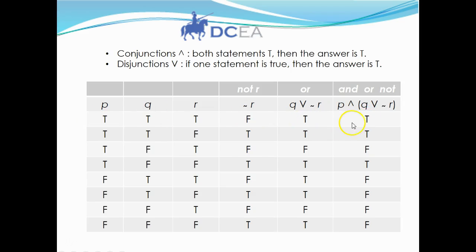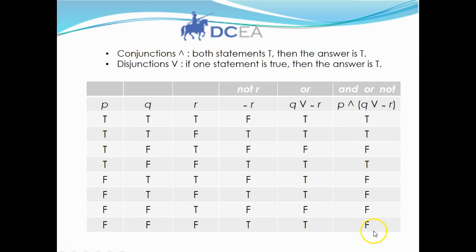True, true, true. True, true, true. True, false, false. True, true, true. False, true, false. False, true, false. False, false, false. False, true, false. So with the AND, anytime there's a false statement, you will have a false answer.